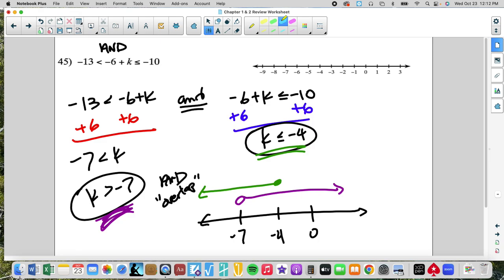It overlaps in this area, along here and here. So this is the overlap. So how do we draw that? The answer, the solution, is going to be an open circle at -7, dragging over to -4, and having a closed circle. That's going to be the answer.